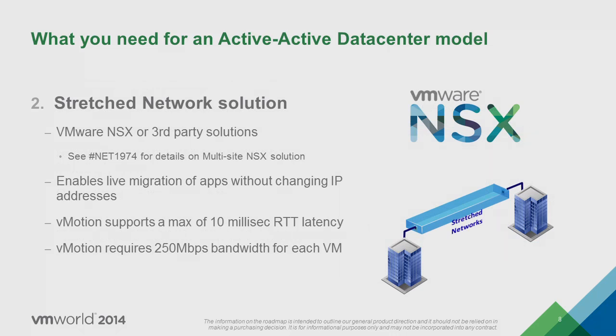So let's look at what kind of networking solution you need, right, for an active-active data center model. For vMotion to work across these two data centers, you need to have a solution that gives you layer 2 adjacency across the two sites. The options here are you can use any kind of third-party solution, Ethernet over MPLS, Cisco OTV, or VMware NSX is also building a capability to support multi-site NSX. That will support active-active data centers.